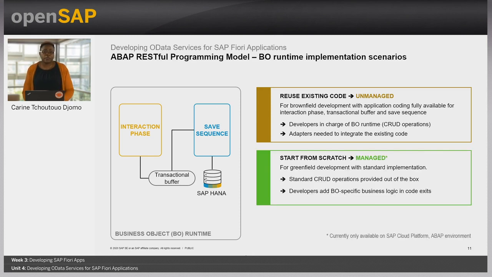In the second scenario, the developers want to start from scratch. Here, the RAP application infrastructure provides standard create, read, update, and delete operations out of the box. Not a single ABAP code line is required for that. The developers can then focus on adding the BO-specific business logic in dedicated code exits using the managed implementation. This scenario is currently only available on the SAP Cloud Platform ABAP environment. In general, the ABAP RESTful programming model is available on SAP Cloud Platform ABAP environment, as well as on SAP S/4HANA, starting with release 1909.